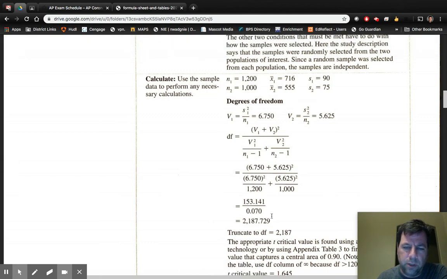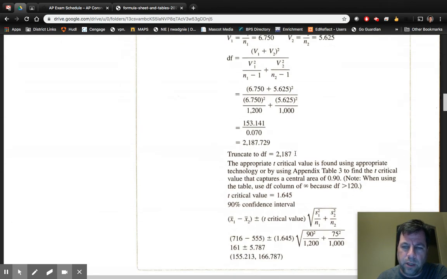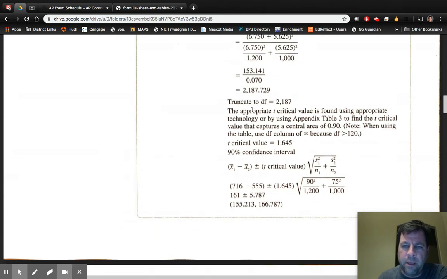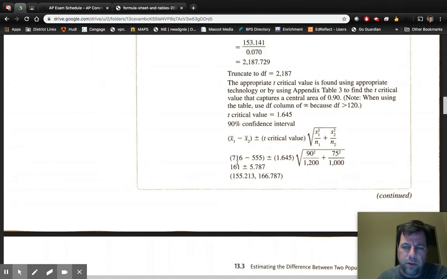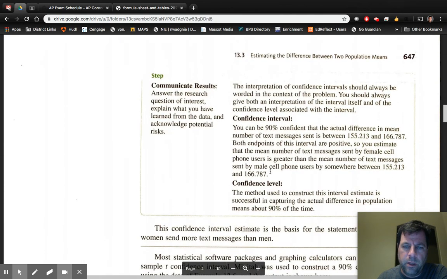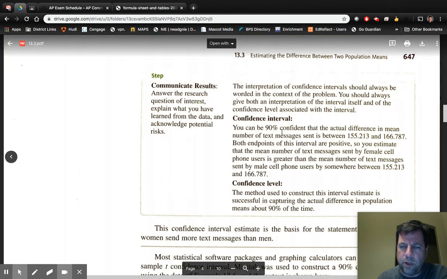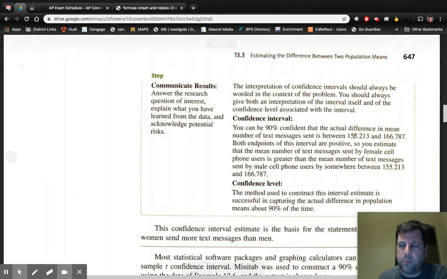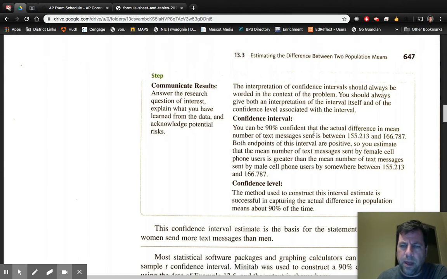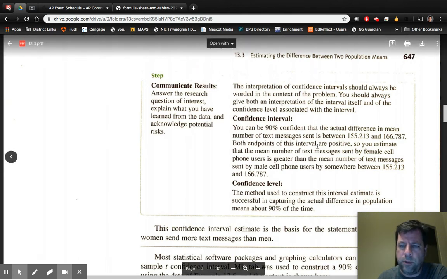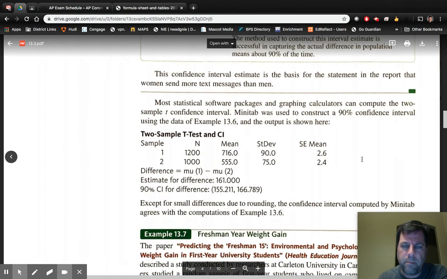Your calculator is going to give you this value. We expect you to truncate it to that value. So they verified that 187. Okay, there's the T critical value, 1.645, 90%. There's the values. There's the interval. You don't even need to show this one. We need this value right here. We can be 90% confident the actual difference in mean number of text messages sent is between blank and blank. They should say sent by men minus women. Both endpoints are positive, so you can estimate it.